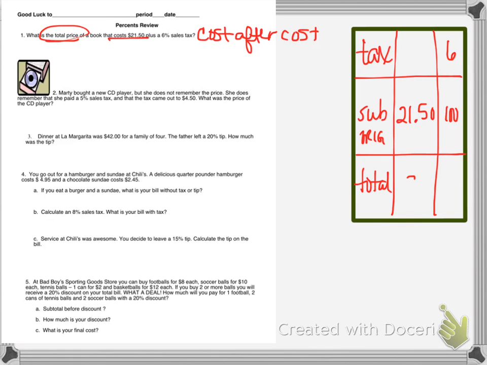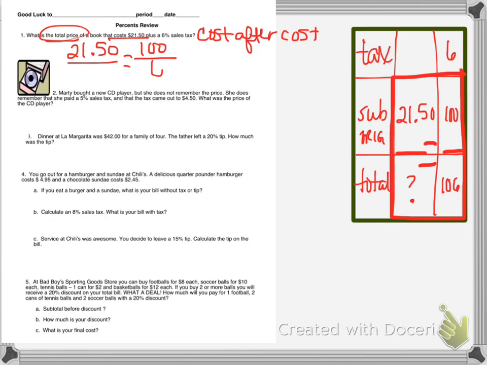Now, we want to know this. So we can find the tax and then add it to $21.50. Or we can say 6 plus 100 is we are paying 106%. From this, we can see there is a proportion here. We can cross multiply divide if we would like. So we can say 21.50 is equal to 100 over 106. And we can cross multiply divide this. You can also find 5% and 1% and add those to get your 6%. Lots and lots of different ways to do this.